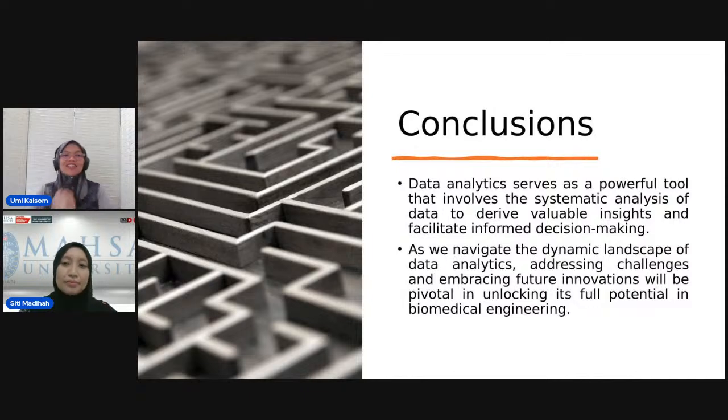Finally, we have a conclusion here. Data analytics serves as a powerful tool that involves the systematic analysis of data to derive valuable insight and facilitate informed decision making. As we navigate the dynamic landscape of data analytics, addressing challenges and embracing future innovation will be pivotal in unlocking its full potential in biomedical engineering.